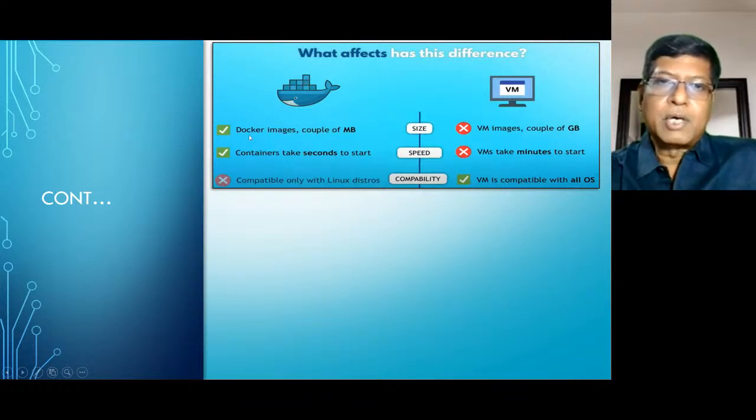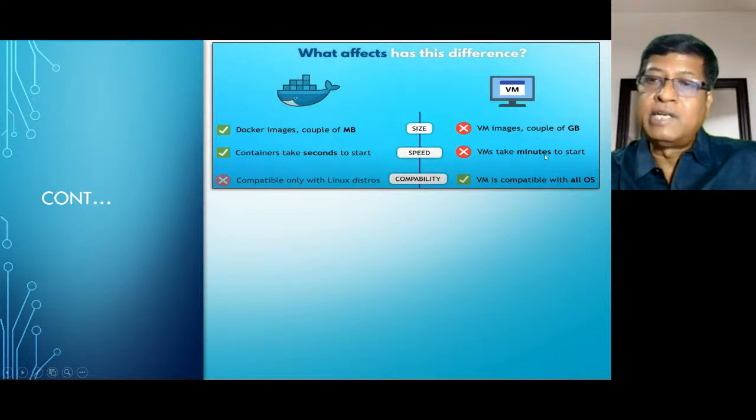Docker images are a couple of MBs, whereas virtual machine images are a couple of GB. So you can see the difference. Containers take seconds to start, whereas virtual machines will take minutes to start. It is a bottleneck. When you come to today's applications, you cannot afford minutes for the application to be in the picture.